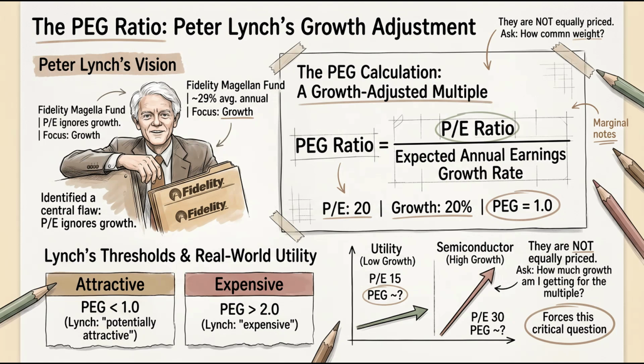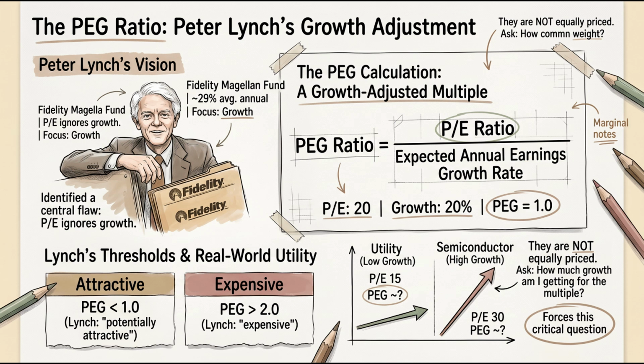Peter Lynch, who averaged 29% annual returns at Fidelity, identified the central flaw in the standard ratio. It ignores growth. His solution was the price-to-earnings to growth ratio, or PEG. You calculate this by dividing the price-to-earnings ratio by the expected annual earnings growth rate. A company with a ratio of 20 growing at 20% per year has a PEG of 1.0.